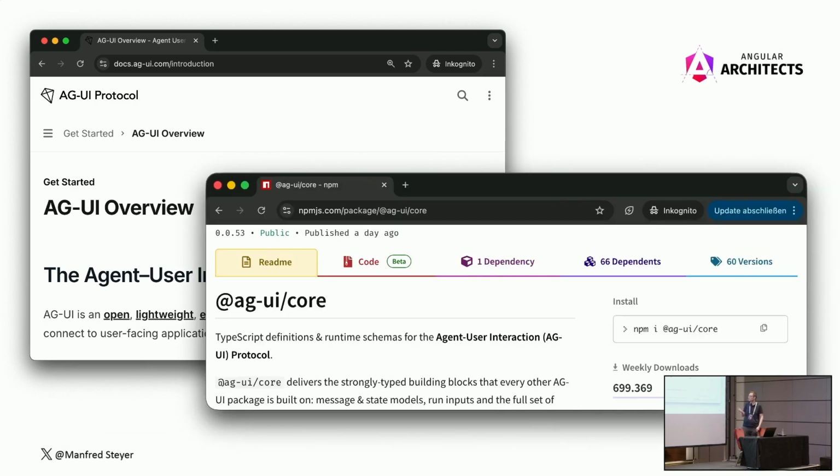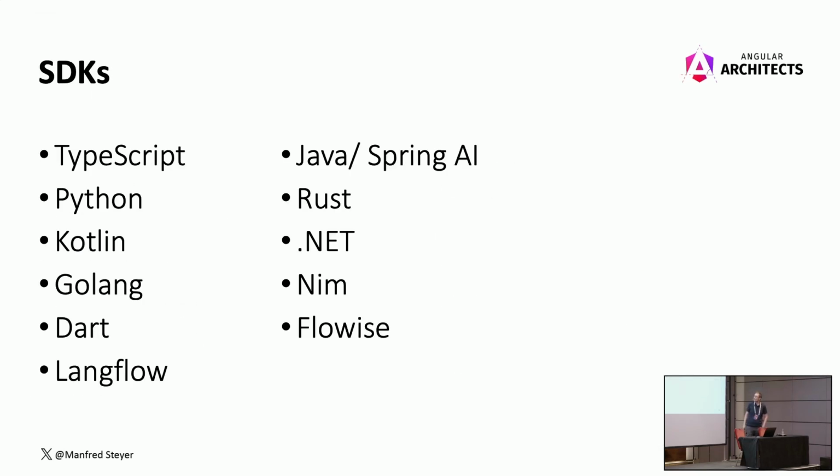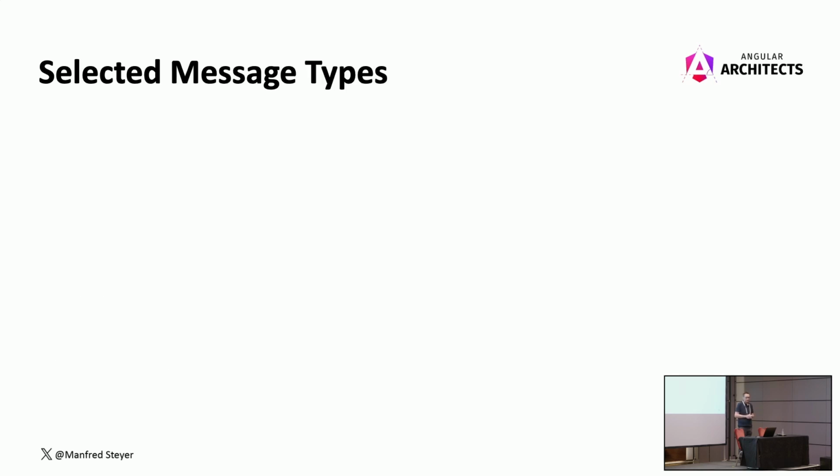And when we look at the SDK for AGUI, we see it has been really adopted a lot and downloaded a lot. Meanwhile, we have about 700,000 downloads a week, which is not nothing. It's also well adopted by all the agentic frameworks in the backend, and we have support for all the mainstream languages there, Java, .NET, and so on and so forth.